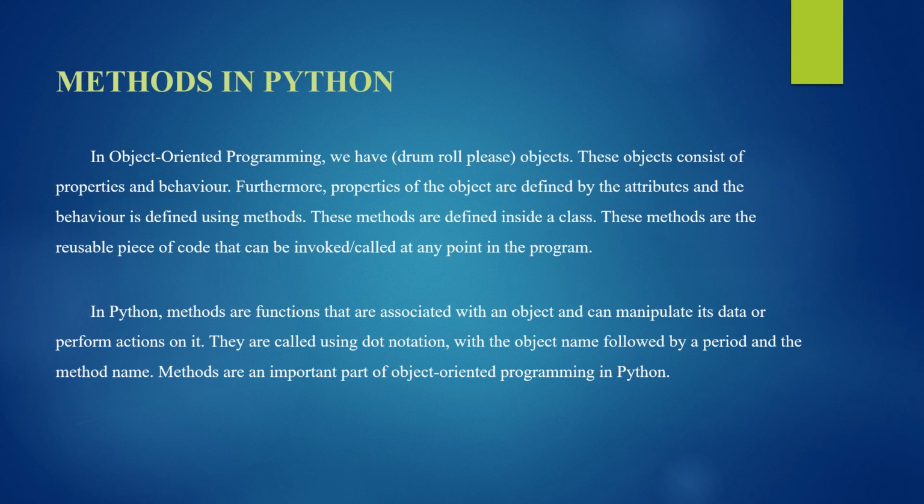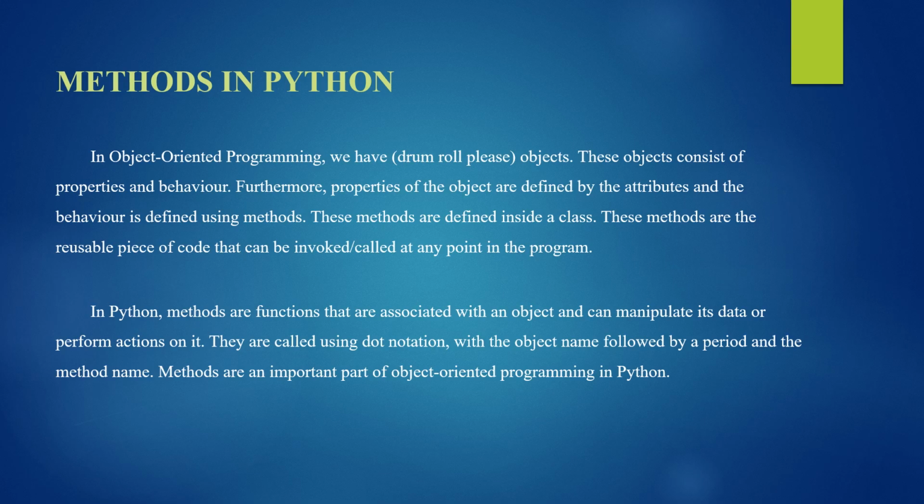Methods in Python. In object-oriented programming, we have objects. These objects consist of properties and behavior. Furthermore, properties of the objects are defined by the attributes and the behavior is defined using methods. These methods are defined inside a class. These methods are reusable pieces of code that can be called at any point in the program.